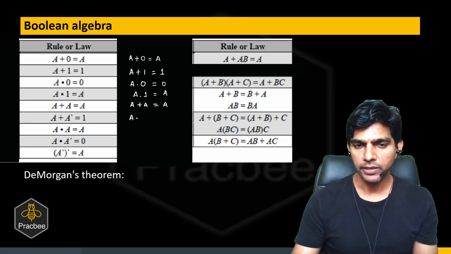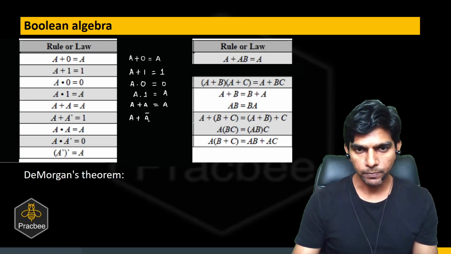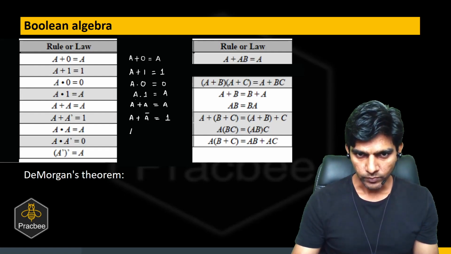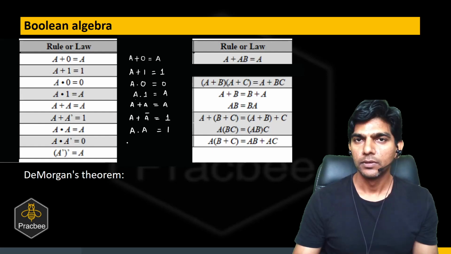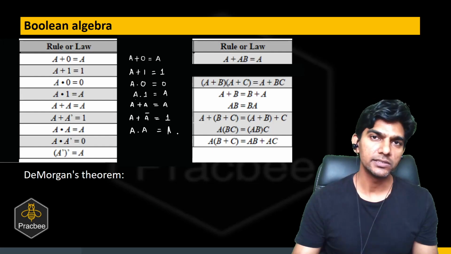If you add A to its complement, now if A is 1, its complement will be 0. So 1 plus 0, you will get 1 only, right? Now, A times A, if A is 1, then 1 times 1, you'll get a high signal. But if it is 0 times 0, you will get a low signal. So it depends upon the value of A. So we can say A dot A can be written as A only.